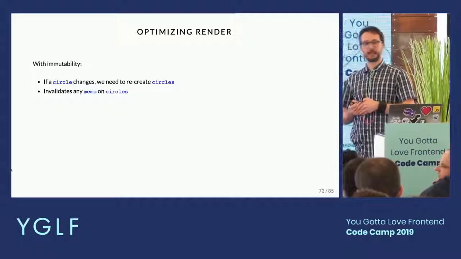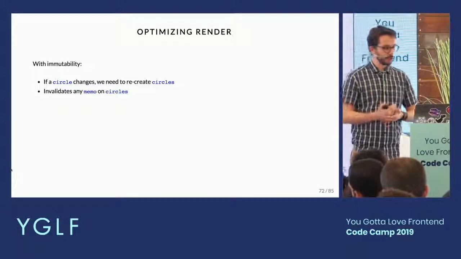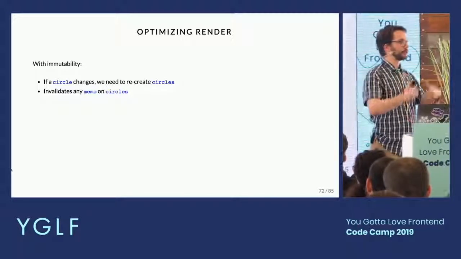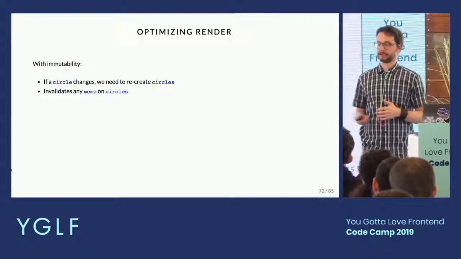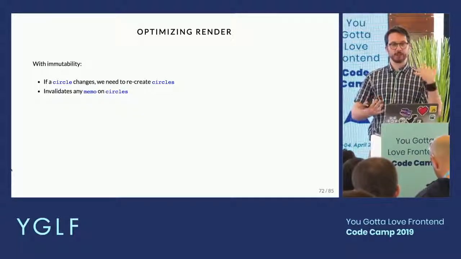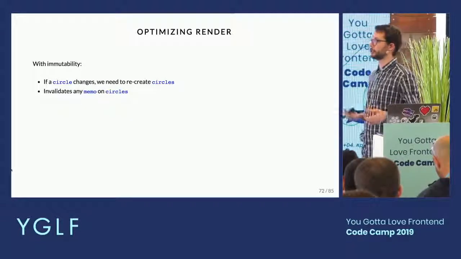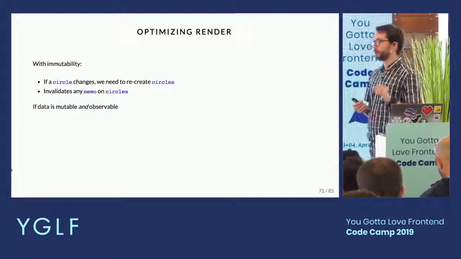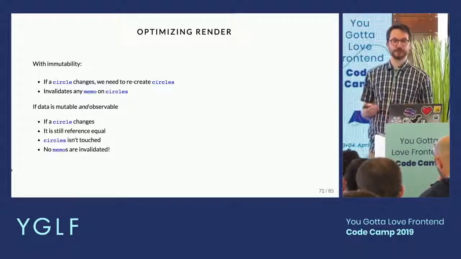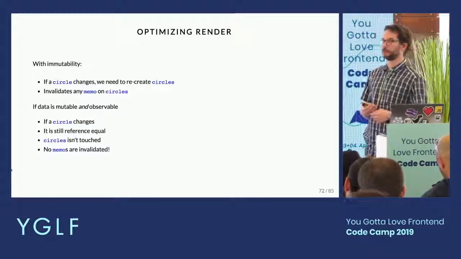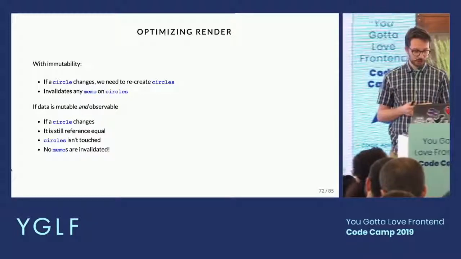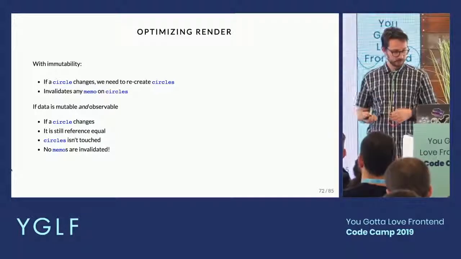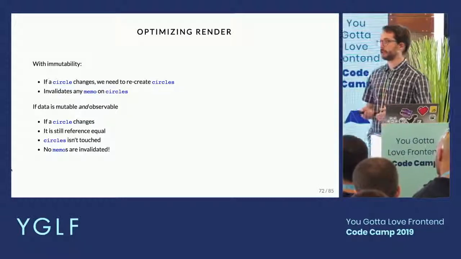And then there's another interesting effect. Because if the state is immutable and you change a single circle, you also need to change the collection that contains it. And you also need to change the root state. Right? You get all those new references to new objects. And so it means that the memoization on the parent components was invalidated, and that's why the circle component re-renders, even though it's basically the same set. However, if data is mutable and observable, it means that if a circle changes, just the circle changes. You don't need to change the set that contains them, because it's the same reference. And so the circle set isn't touched. So that means that no memoization of any of the parents needs invalidation. So that is why mutability can actually be faster.